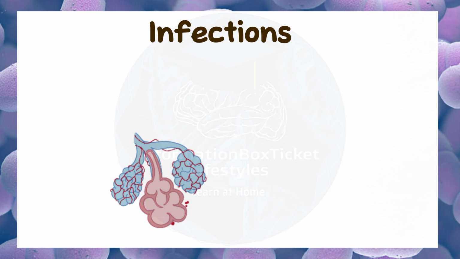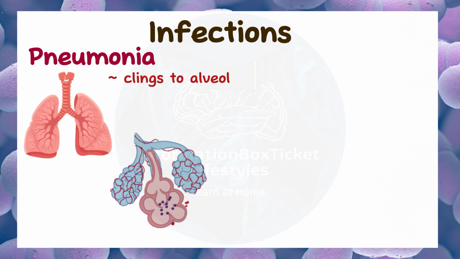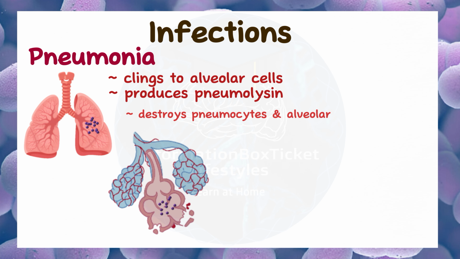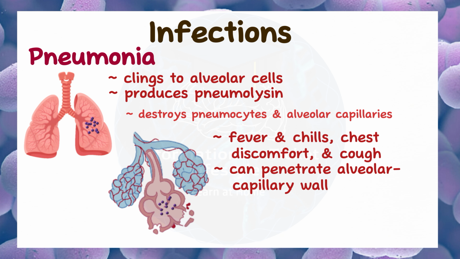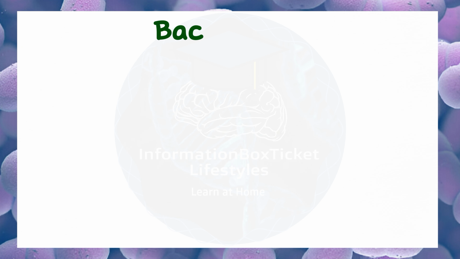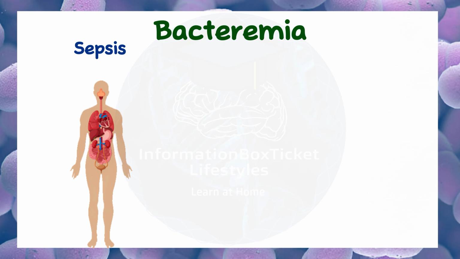The most prevalent illness caused by strep pneumoniae is pneumonia. Strep pneumoniae clings to alveolar cells, or pneumocytes, and produces pneumolysin, which destroys pneumocytes and alveolar capillaries. Pneumonia symptoms include fever, chills, chest discomfort, and a cough. In extreme situations, strep pneumonia can penetrate the alveolar capillary wall and enter the circulation, causing bacteremia. Bacteremia can eventually develop into significant complications such as sepsis, which can result in organ hypoperfusion.